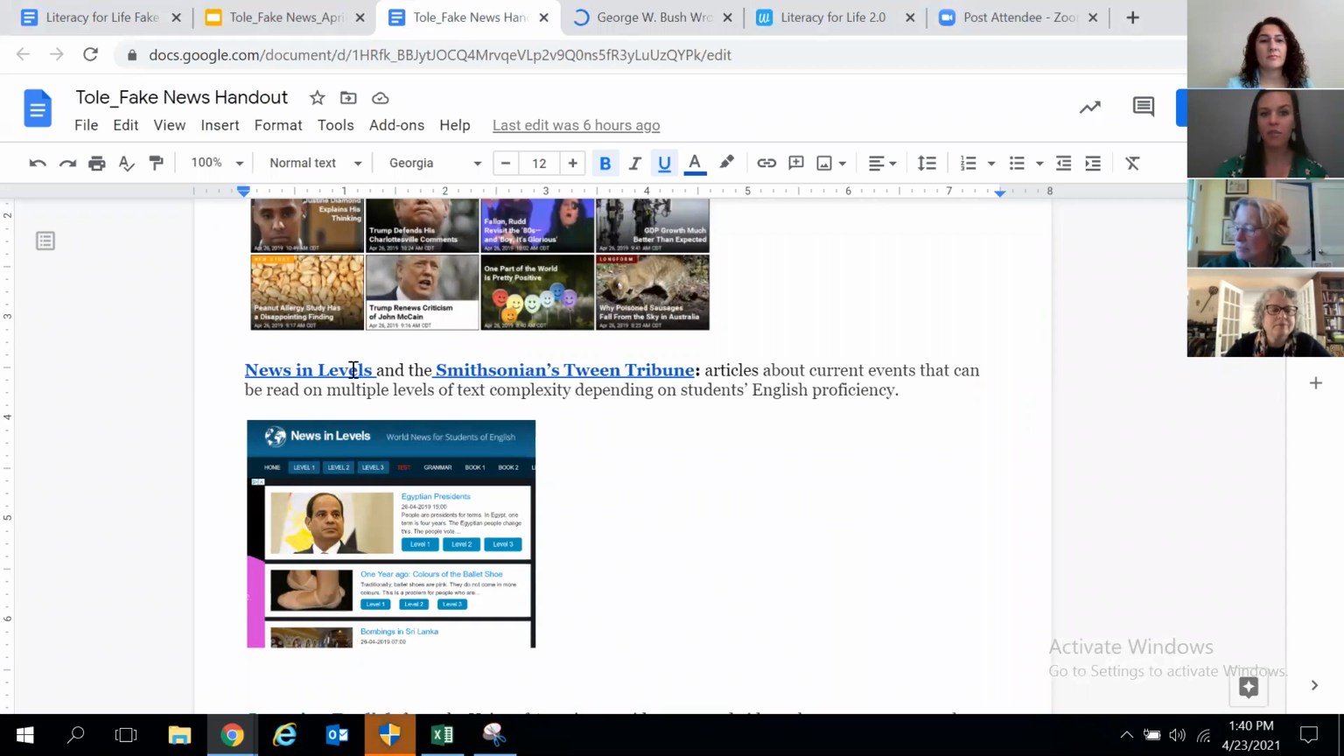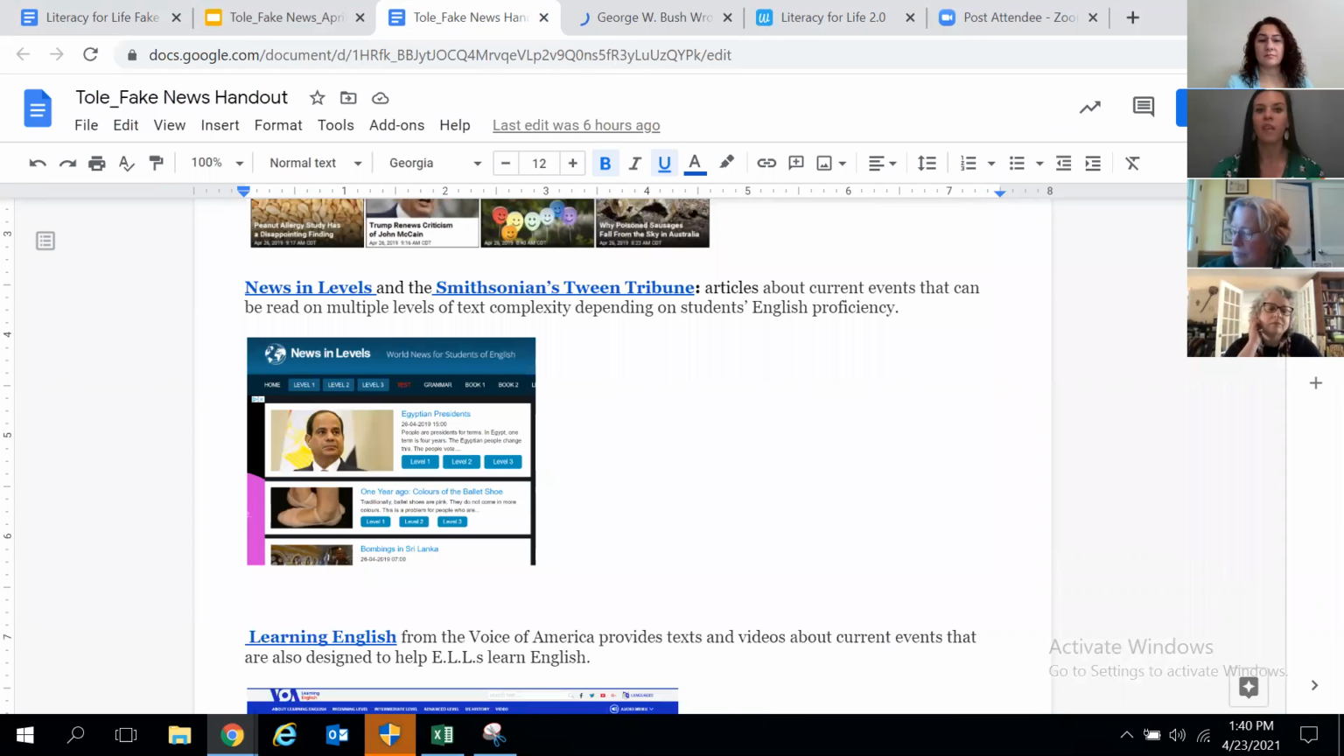News in Levels and Smithsonian's Tween Tribune have current event articles where you can pick multiple reading levels of complexity depending on someone's proficiency in English, which I think can be really helpful. You can also use news articles as ways of learning new words, right? And in the process, you could also be talking about what makes for legitimate news and what doesn't.